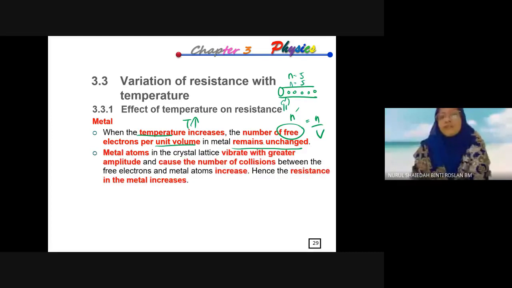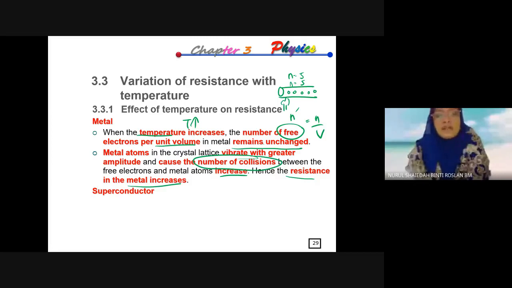Okay. Metal atom in the crystal lattice vibrate with greater amplitude and causes the number of collision between the free electron to increase. So the one that increase hanyalah number of collision. Dia vibrate lah, dia vibrate lagi laju. So that's why dia akan berlanggar lah. So hence the resistance in the metal increase. Okay, so that's why resistance increase.